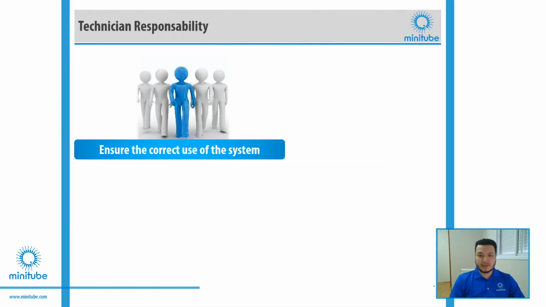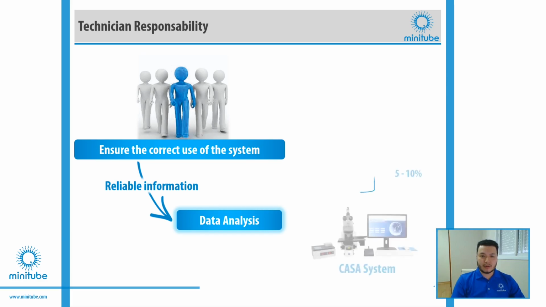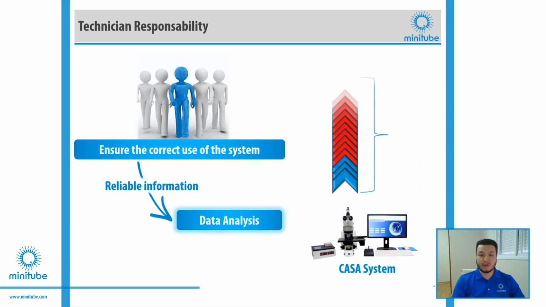Before talking about the procedures, it's important to point out that the system accuracy and precision depend on how the technicians operate the system. So the technician's responsibility is determinant to ensure the correct use of the system. Well-trained technicians will provide reliable information for trustable data analysis afterwards. Considering that a correct operation of the system can lead to very low coefficients of variation, some procedure mistakes may cause an increase in the variation of results. That's why sample preparation is so important.